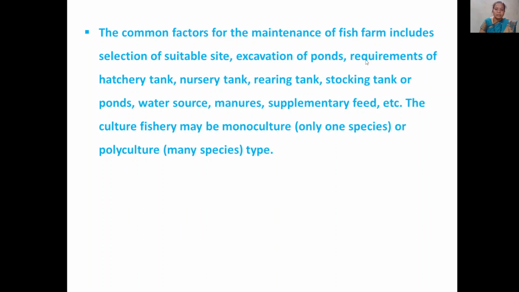The common factors for the maintenance of a fish farm include selection of a suitable site, excavation of ponds, requirement of a hatchery tank, nursery tank, rearing tank, stocking tank, and ponds, water source, manures, supplementary feed, etc. The culture fishery may be monoculture, only one species, or polyculture, meaning many species.